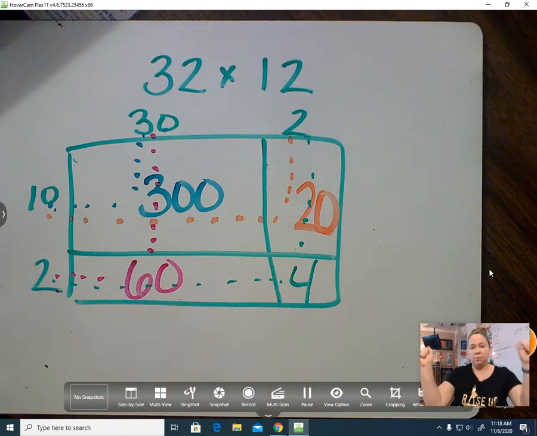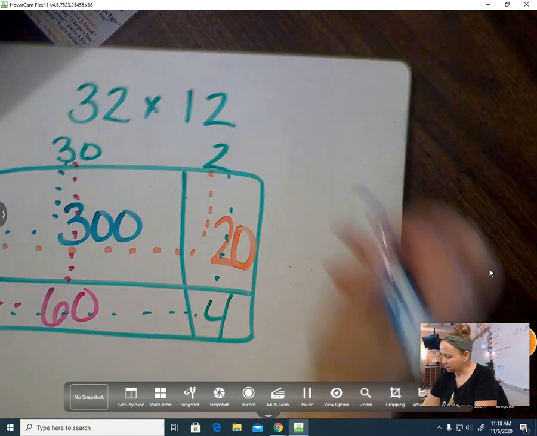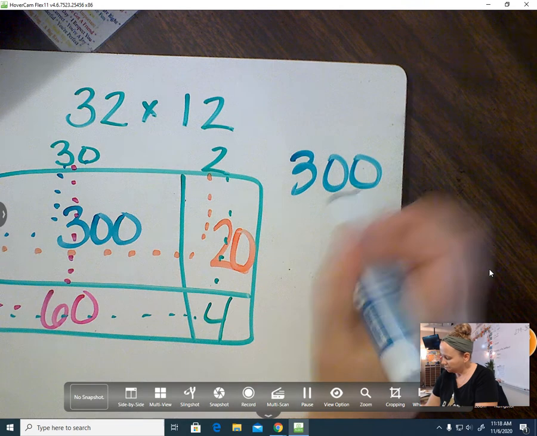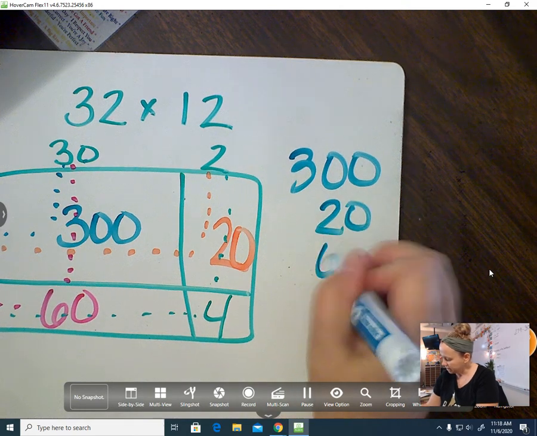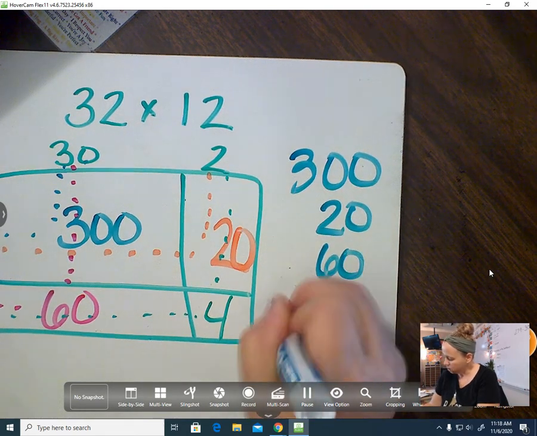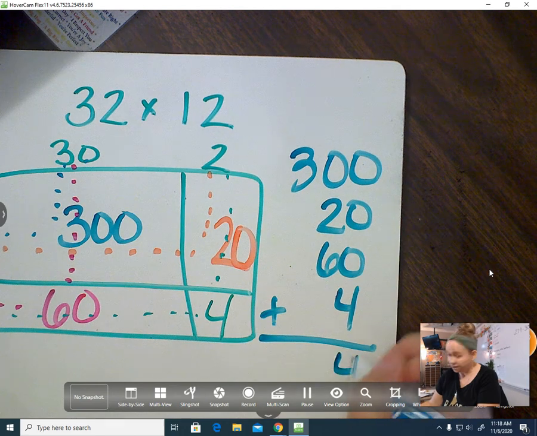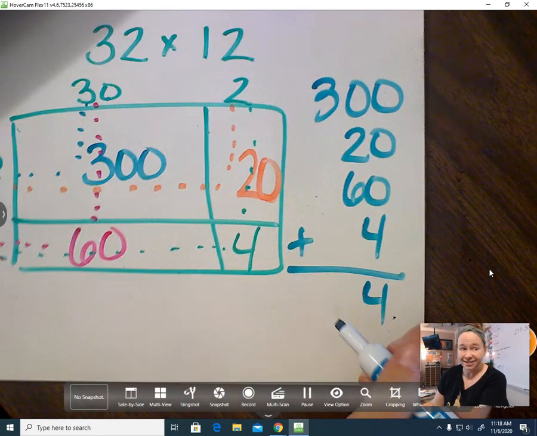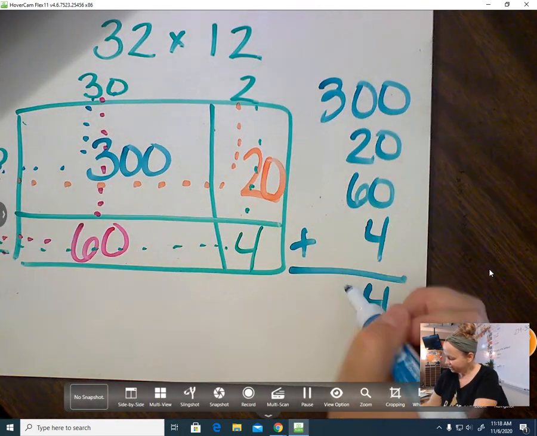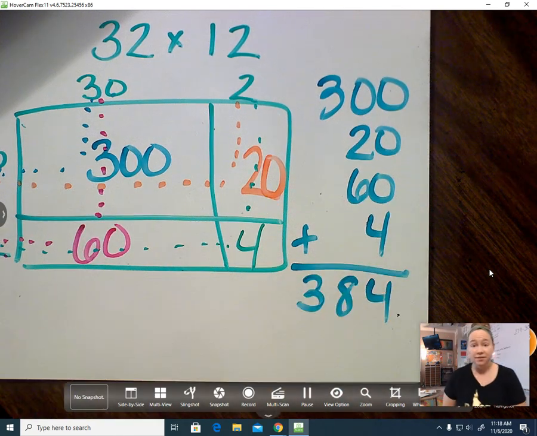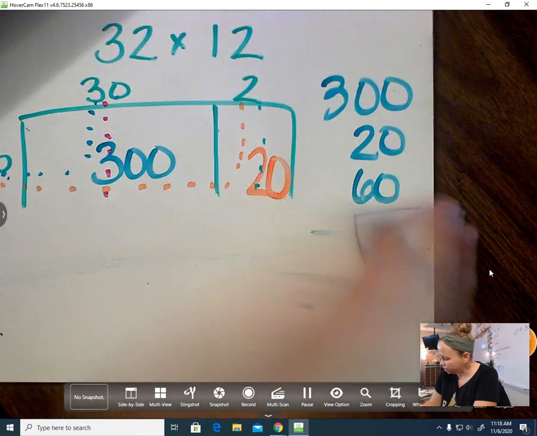All right, we broke it apart. We multiplied, time to put it back together. Let's see, we have 300 plus 20 plus 60 plus 4. Is so far so good? Is this what you did? 384. Yes. All right, one more you do.